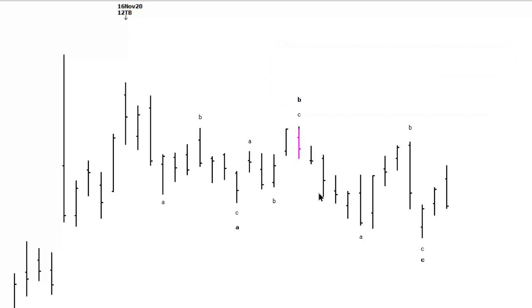So this is giving us a piece of information that's saying, more than likely, this is not a completed ABC correction, and it's either going to be an ABCDE or some sort of complex correction, but it's not finished yet. So let's add some more data on.